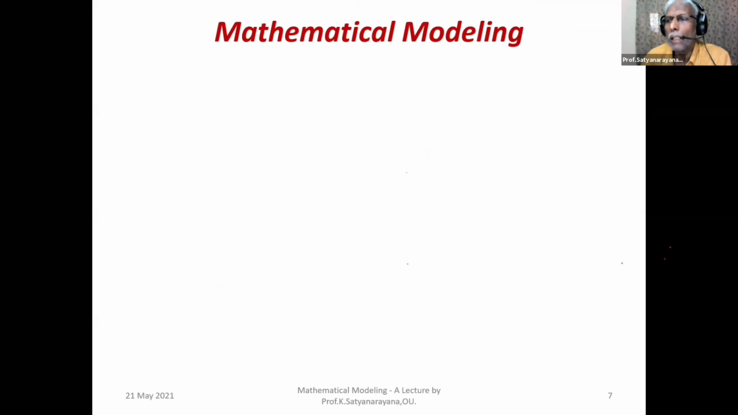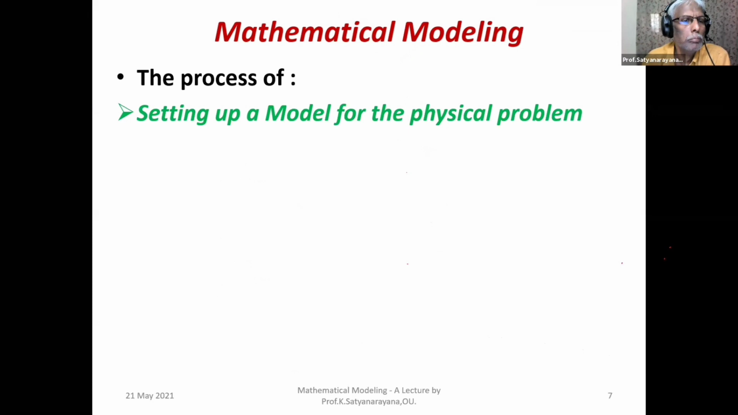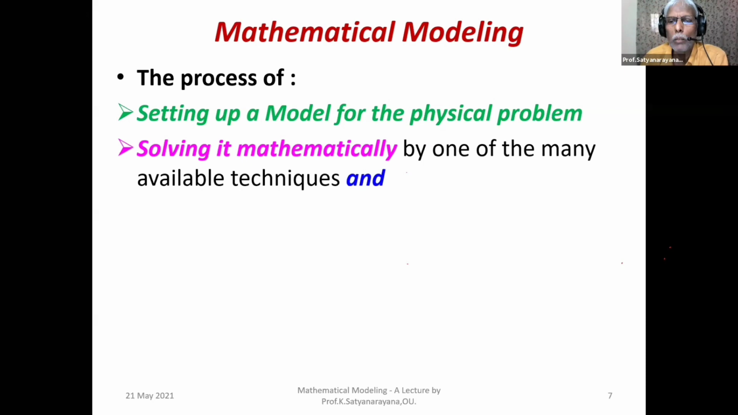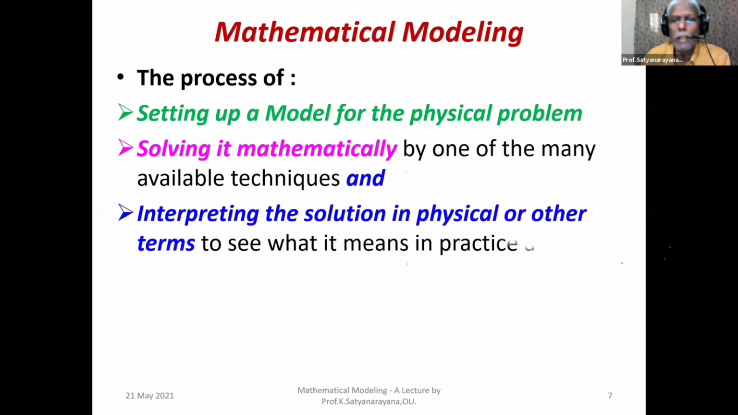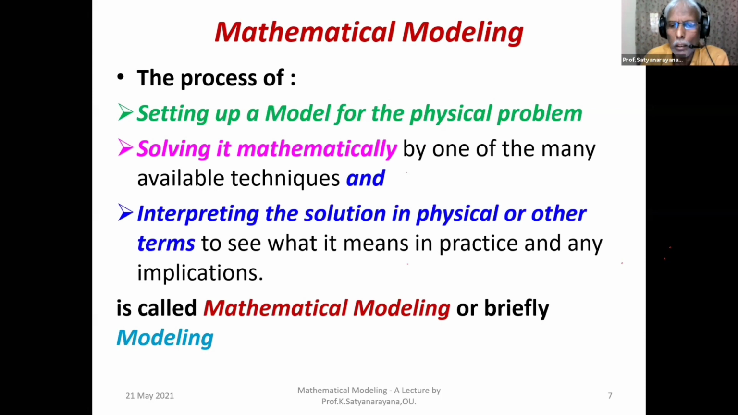What is mathematical modeling? The process of setting up a mathematical model for the physical problem, solving it mathematically by one of the many available techniques. We have different techniques to solve mathematical equations. Then interpret the solution in physical or other terms to see what it means in practice and any implications. This entire process is called mathematical modeling, or briefly, modeling.